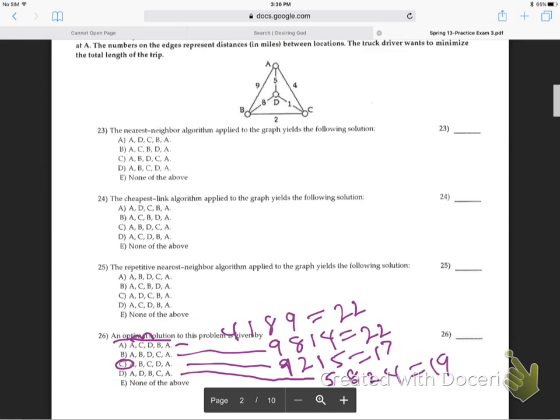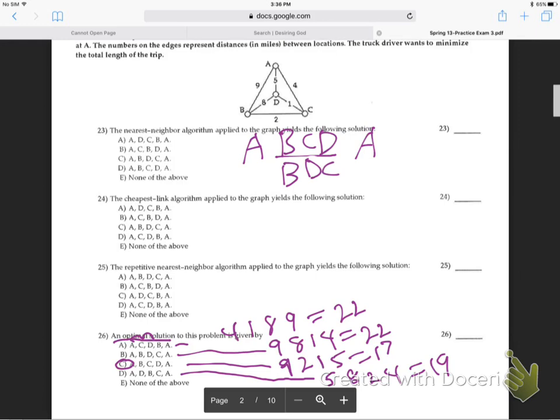Mm-hmm. Yeah, so the optimal one's a little fishy. What I'm trying to do to save time, there's an official method called the brute force method where you list out every possibility. That's how you would technically have to do it. What do I mean? Well, you start at A, for example, and then you have all the ways of mixing up B, C, D, and then go back to A. Do you know what I mean? So what are all the ways? B, C, D, B, D, C.